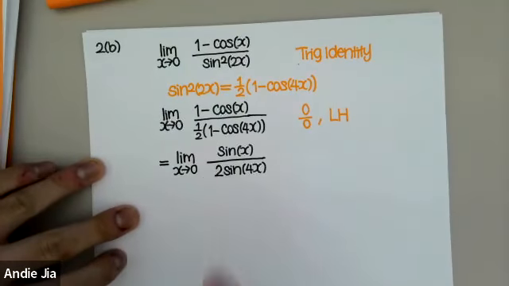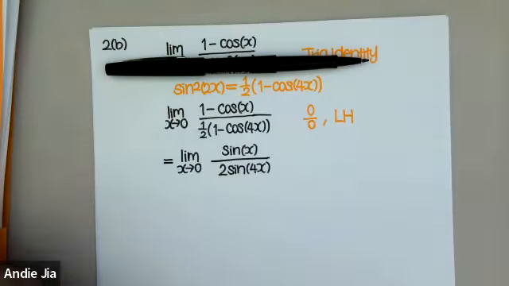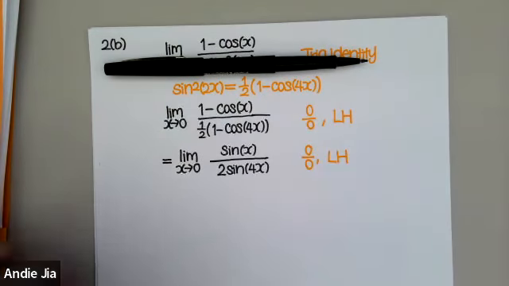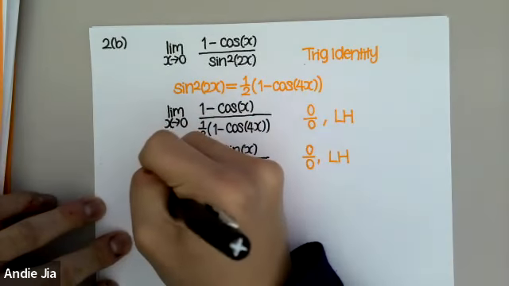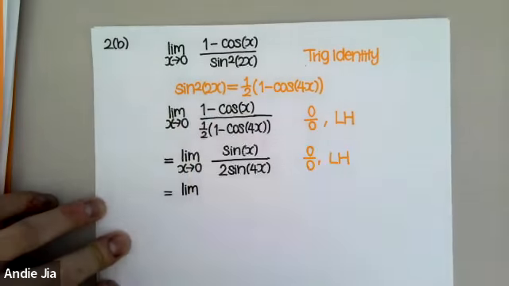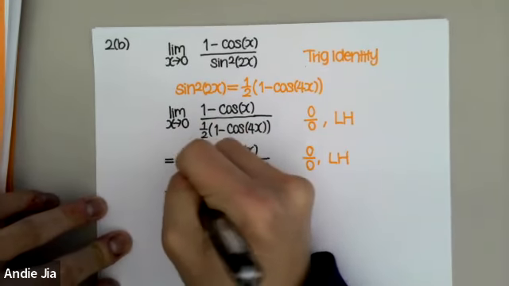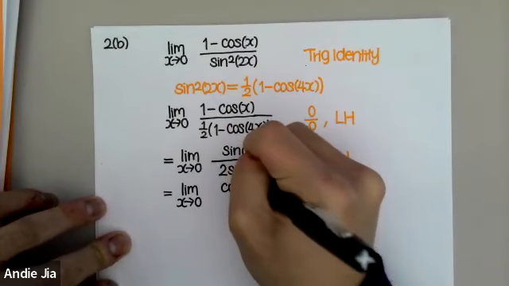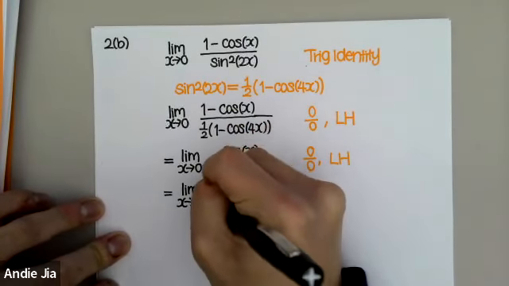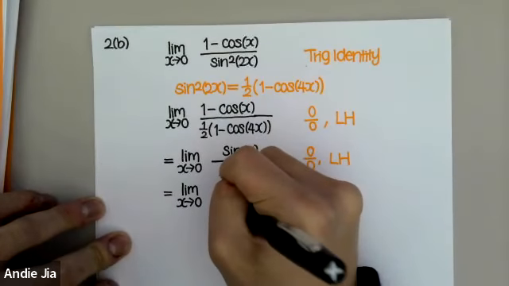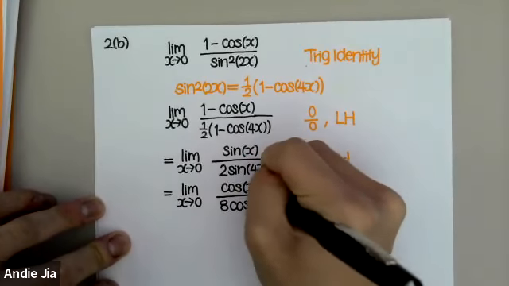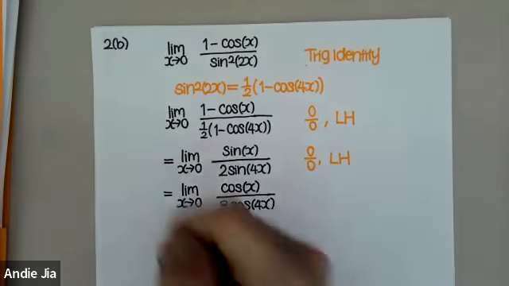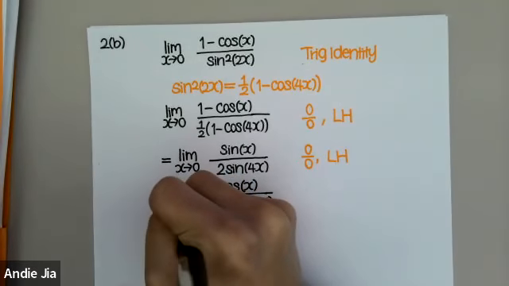It's 0 over 0 again, and then we apply L'Hopital's rule again. L'Hopital again, until the denominator is not a 0. Cosine of x is going to be 8 cosine of 4x. Now it's not a 0 over 0. Cosine of 0 is a 1, so it's 1 over 8. That's just the answer.